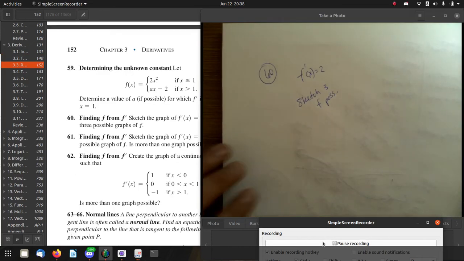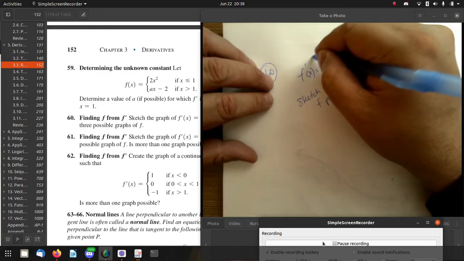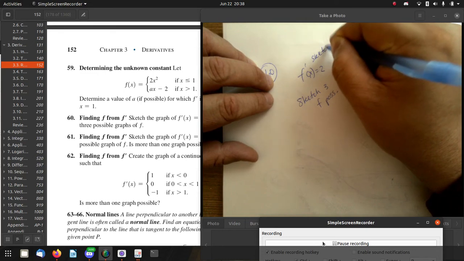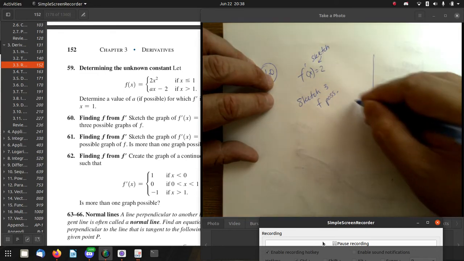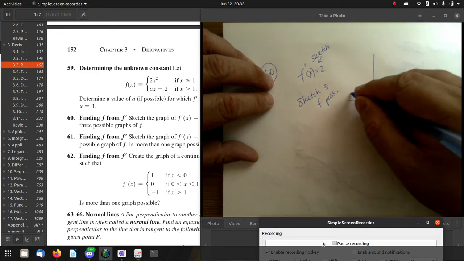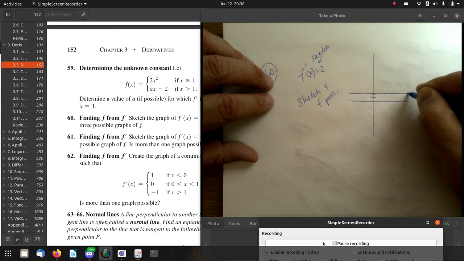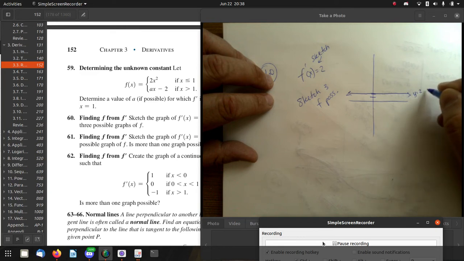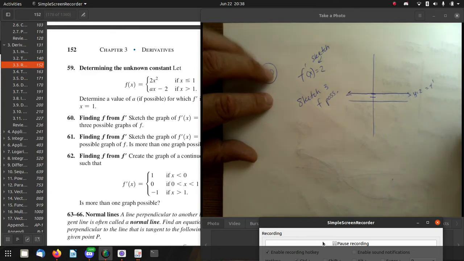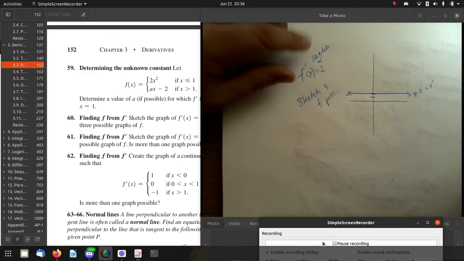Okay, so next up we have problem 60. 60 says to sketch f prime, so let's go ahead and do that. And f prime is a slope of 2. So this is y equals 2, which is f prime. And that's what we have.